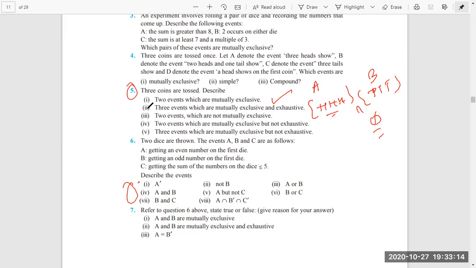Part two: which three events are mutually exclusive? Three events, not one or two. Three events which are mutually exclusive and exhaustive. Exhaustive means if you take the union, you should get all the outcomes.